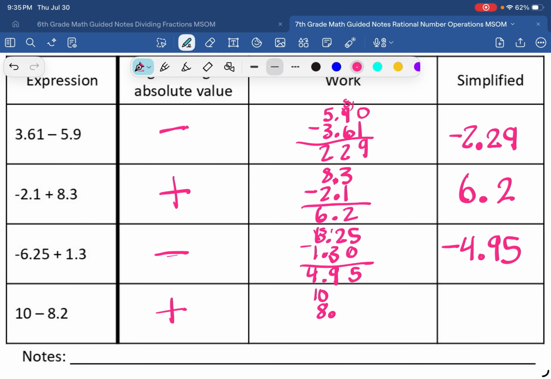Last one, 10 and 8.2. Remember to line up your decimals. Add that as a placeholder. So this will give me 8 and then 1, and my answer is positive.